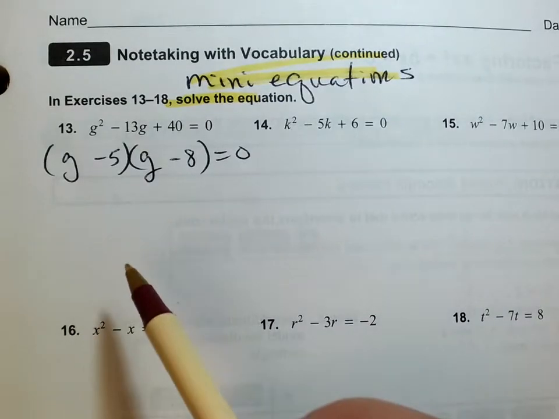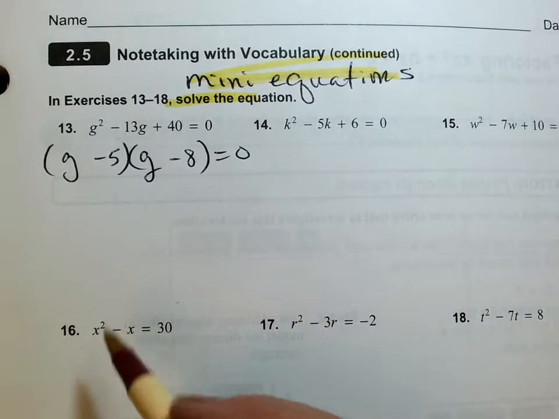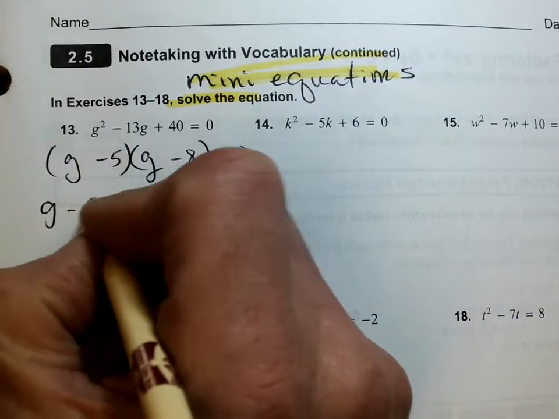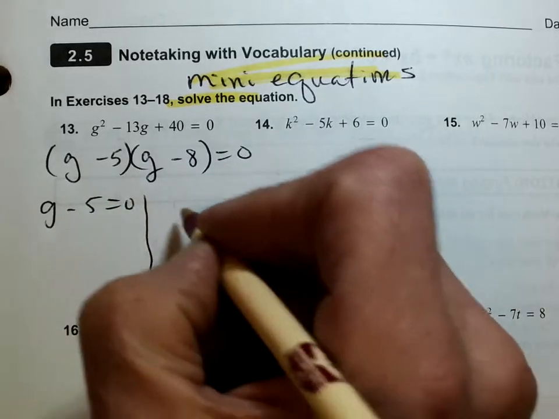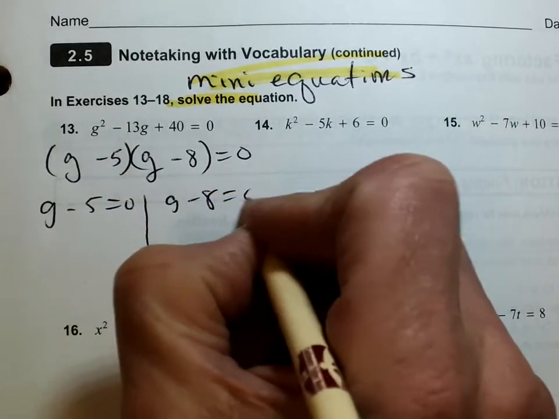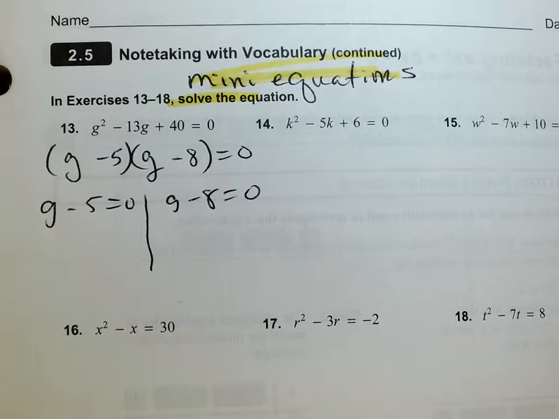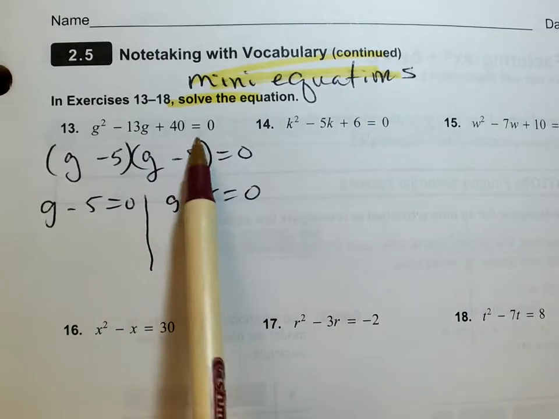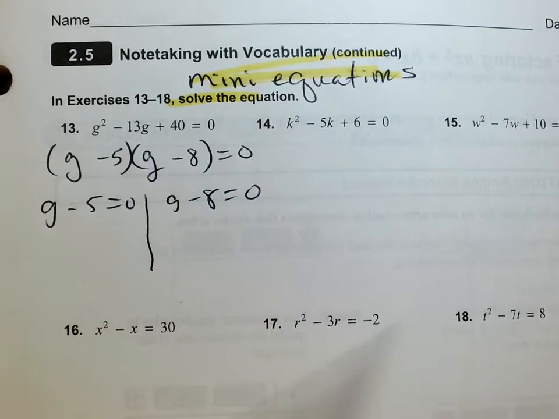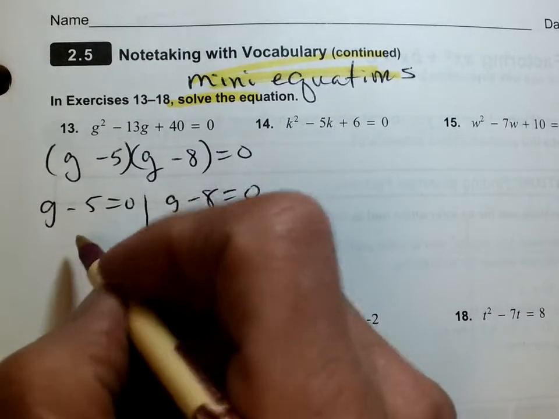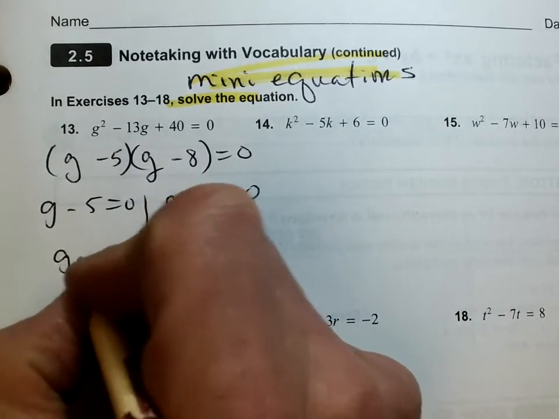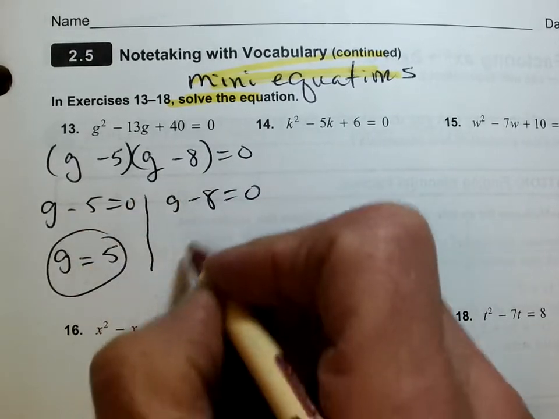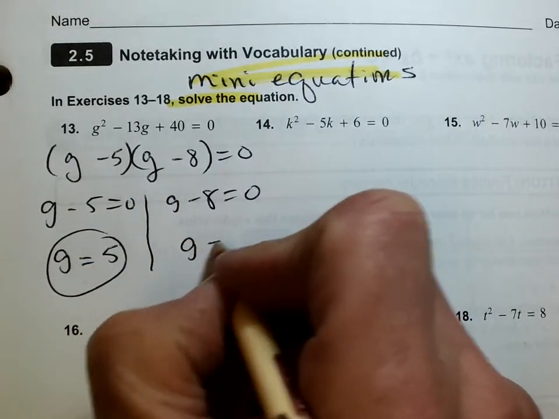Okay? You're back. Okay, so then we're going to have g minus 5 equals 0. Remember our mini equations? g minus 8 equals 0. So we use our mini equations when we have an equal sign, okay? So, plus 5, one answer is 5. Plus 8, one answer is 8.